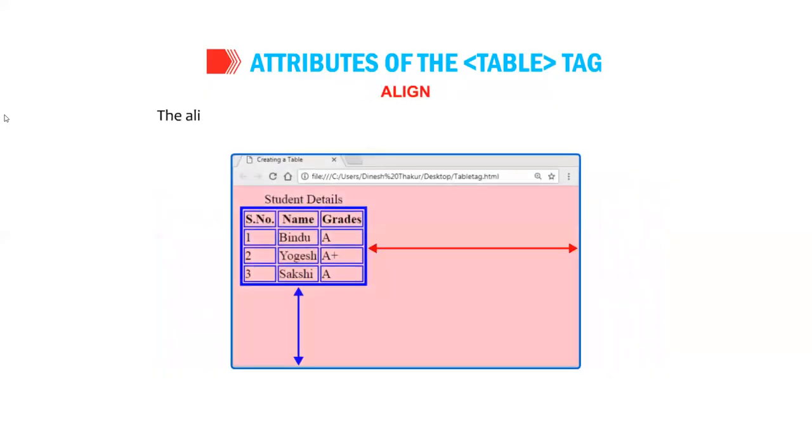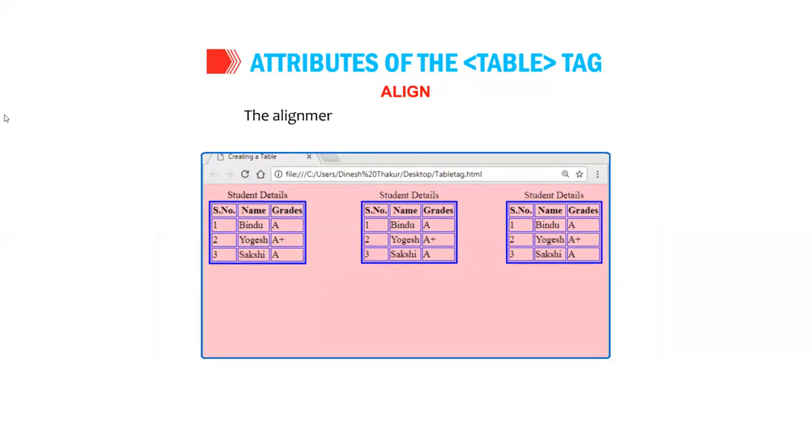Align. The align attribute is used to specify the alignment of a table on the page. By default, a table is left aligned. The alignment can be set to left, center or right.